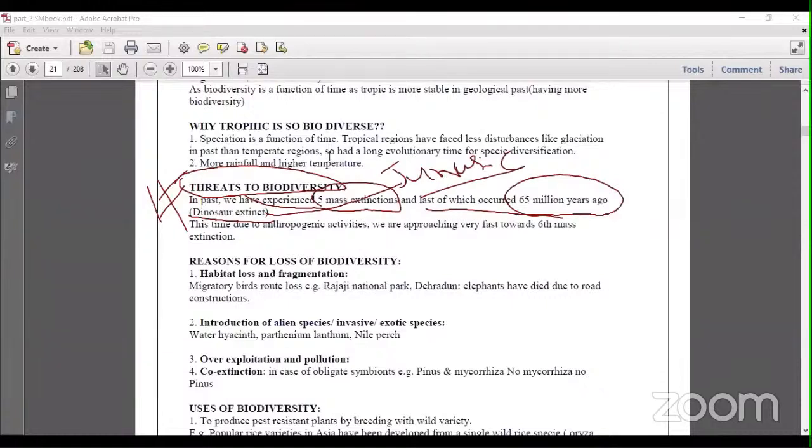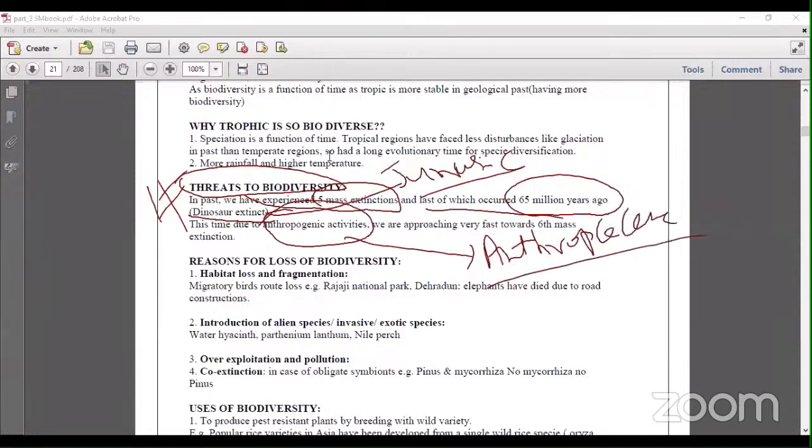And this time, due to anthropogenic activity, we are facing the threat, right? Anthropogenic activity, the human-made activity, is responsible. That's why this era is also called the Anthropocene, and this term Anthropocene was given by Paul Crutzen. So this time, due to anthropogenic activity, we are approaching very fast towards the sixth mass extinction.